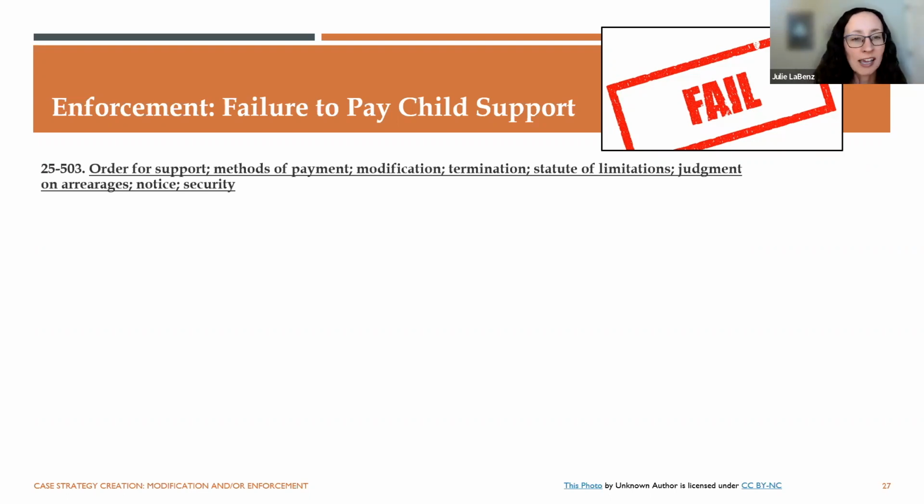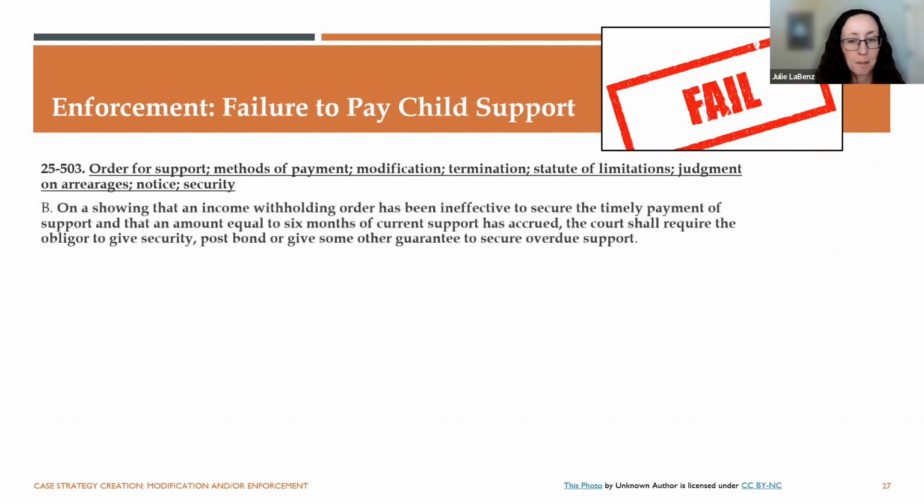Okay, so we're looking at enforcement of failure to pay child support. This is 25-503B. On a showing that an income withholding order, so that's where you're looking to garnish the other side's wages to get your child support, known as an income withholding order, has been ineffective to secure the timely payment of support and that an amount equal to 6 months of current support has accrued, the court shall require the child support payer to give security, post a bond, or give some other guarantee to secure overdue support.